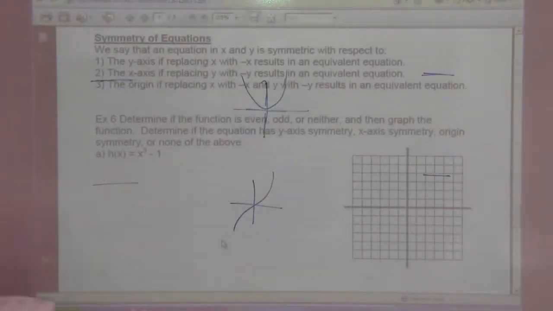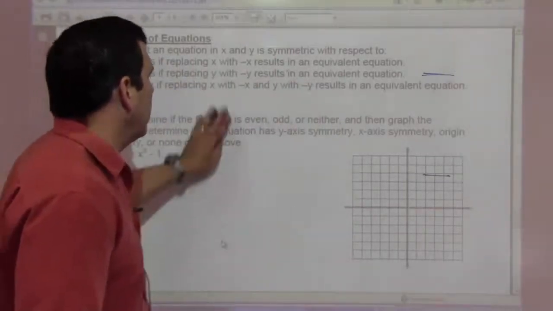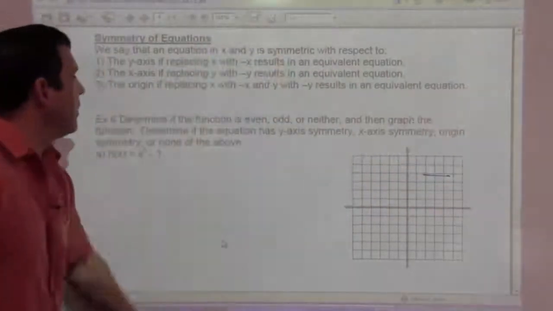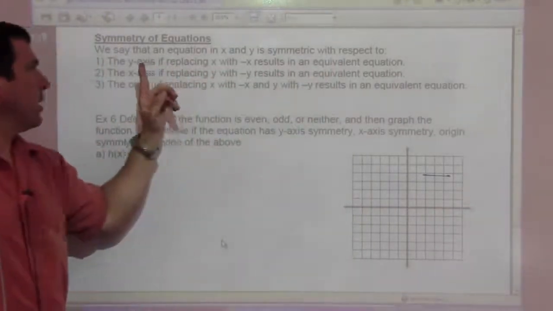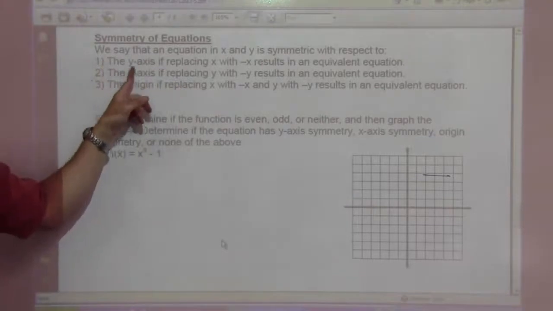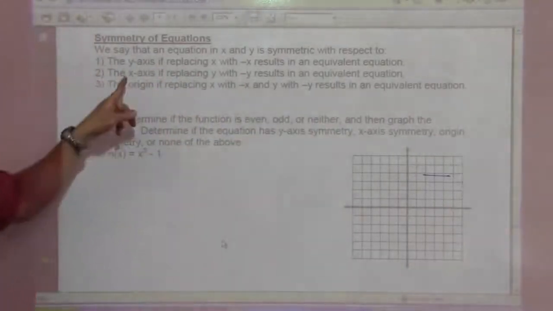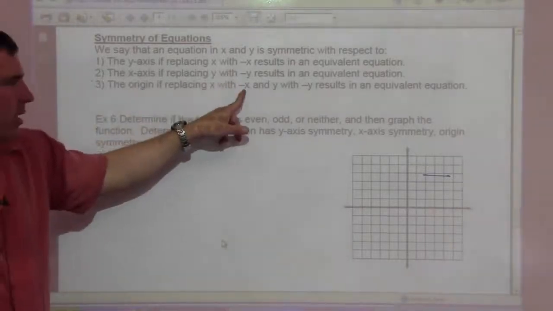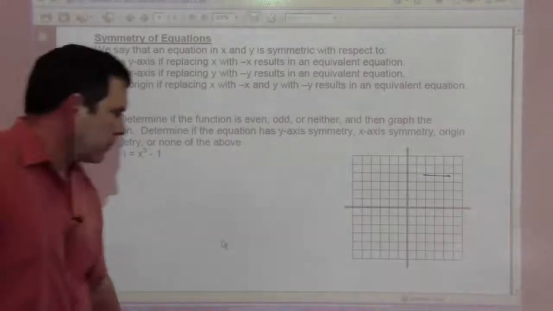Symmetry of equations. We say an equation in x and y is symmetric with respect to the y-axis if replacing x with negative x results in an equivalent equation. Symmetric with respect to the x-axis if replacing y with negative y results in an equivalent equation. And the origin if you replace x with negative x and y with negative y results in an equivalent equation.